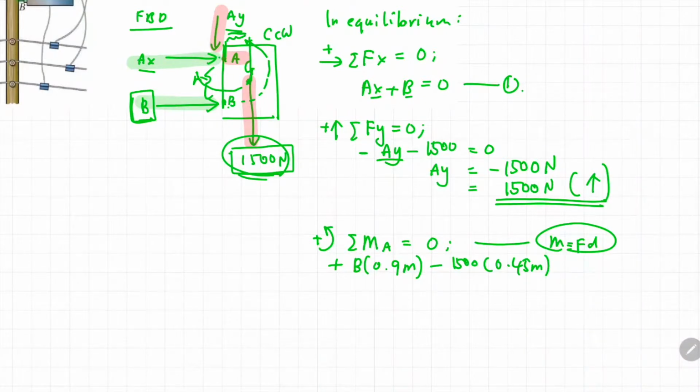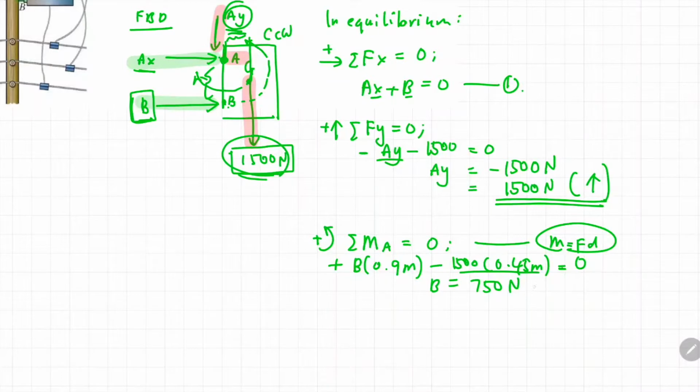Is there any more? Can AX be calculated? For AX, the line of force is passing through the rotation point, so there's no moment acting here. Similarly with AY, it passes through the rotation point A. So there's no distance, meaning there's no moment caused by AY at point A. That's all, so we can total up our equation to 0. There is only one variable here, which is B, so you can solve it simply. Bring 1500 Newton times 0.45 to the right and divide by 0.9. You will get a corresponding value of 750 Newton.